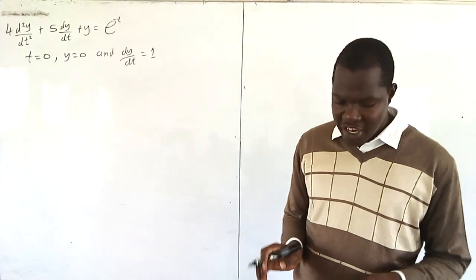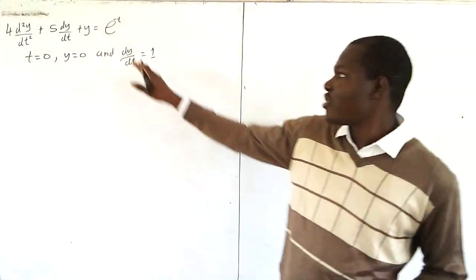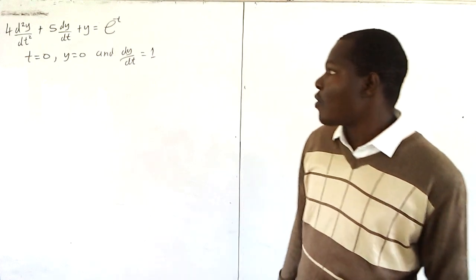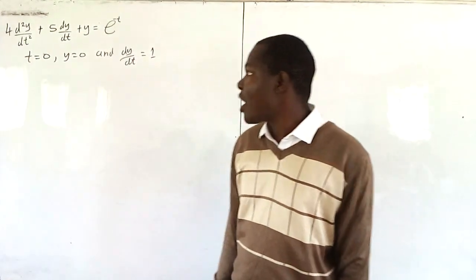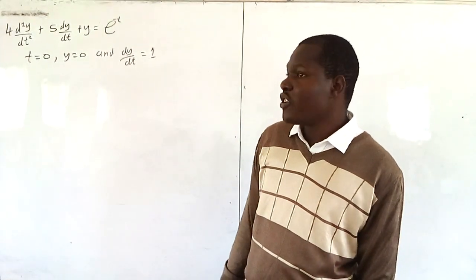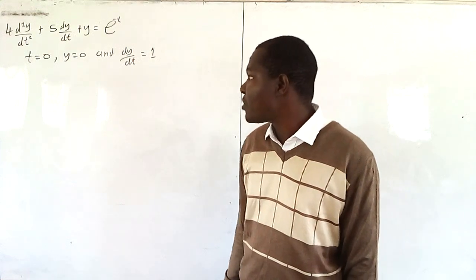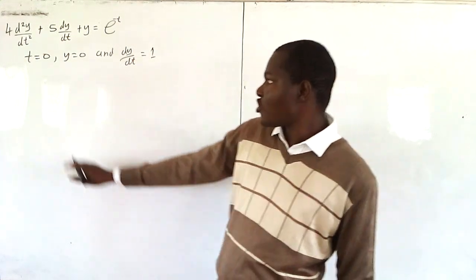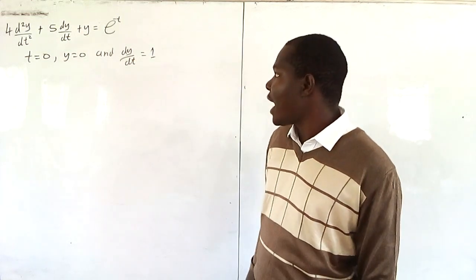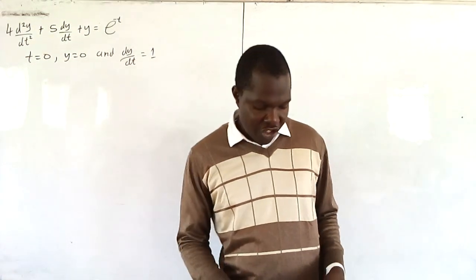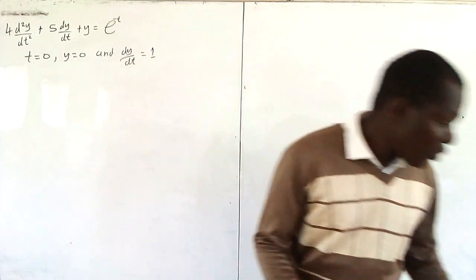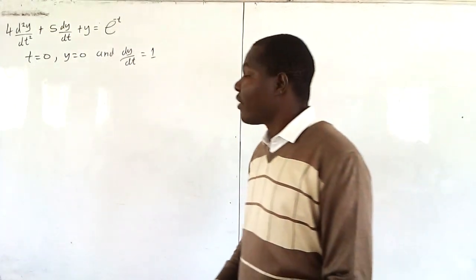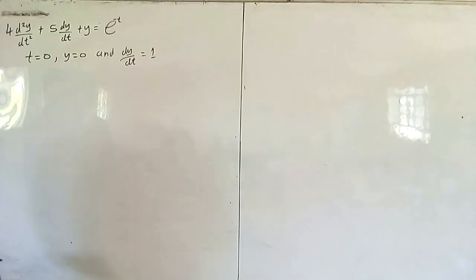A linear time invariant system is characterized by the differential equation 4 d squared y over dt squared plus 5 dy over dt plus y is equal to exponential negative t. At t is 0, y is 0, and dy over dt is 0. So you've been told to solve that given differential equation using Laplace transform.